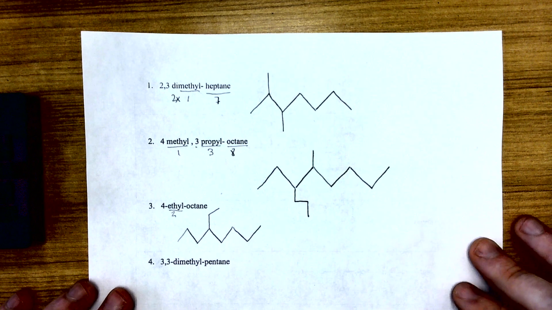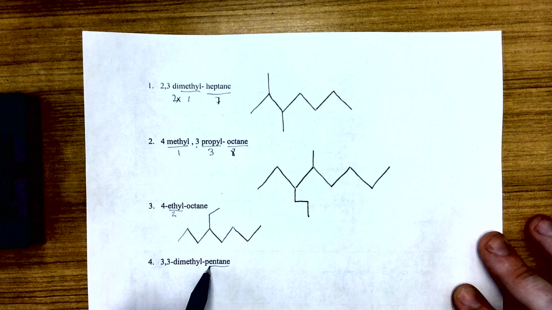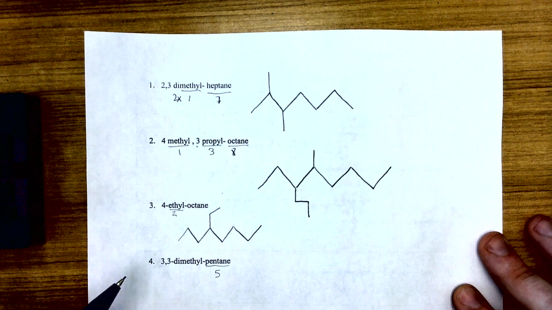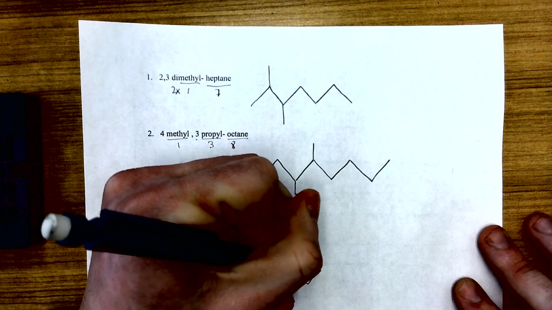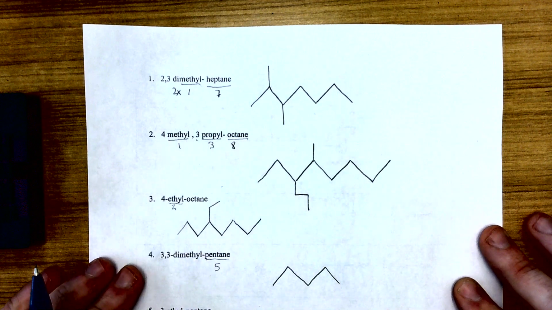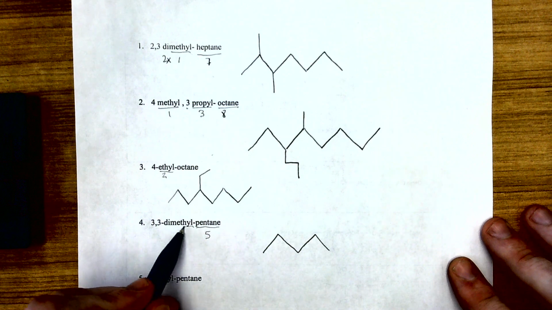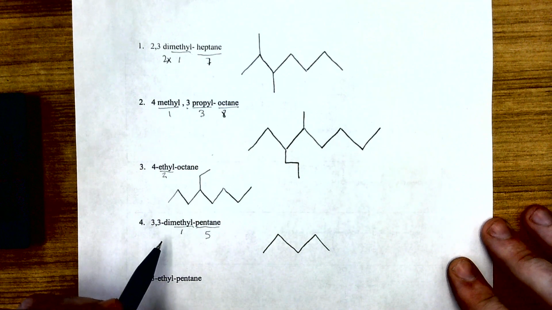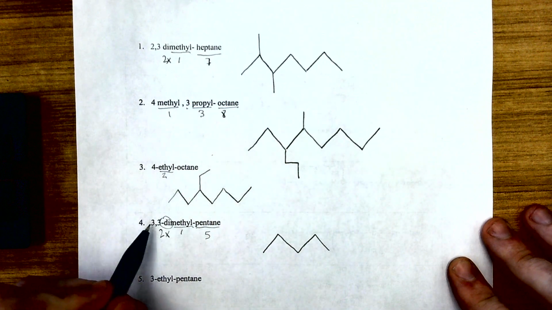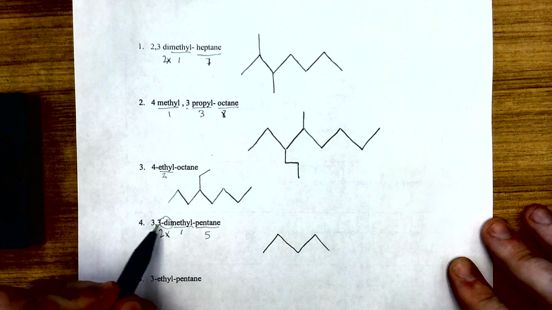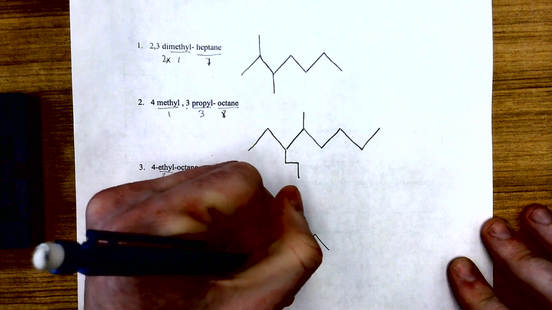Now the last one we're going to do today, this one here. Start at the end. Pent is 5. And let's make a backbone that's 5 long. 1, 2, 3, 4, 5. Then keep going back. Meth. Methyl branches are 1 carbon long. This di tells me that there are 2 of them, and they're both originating from the 3rd carbon. So, 1, 2, 3, meth, meth.